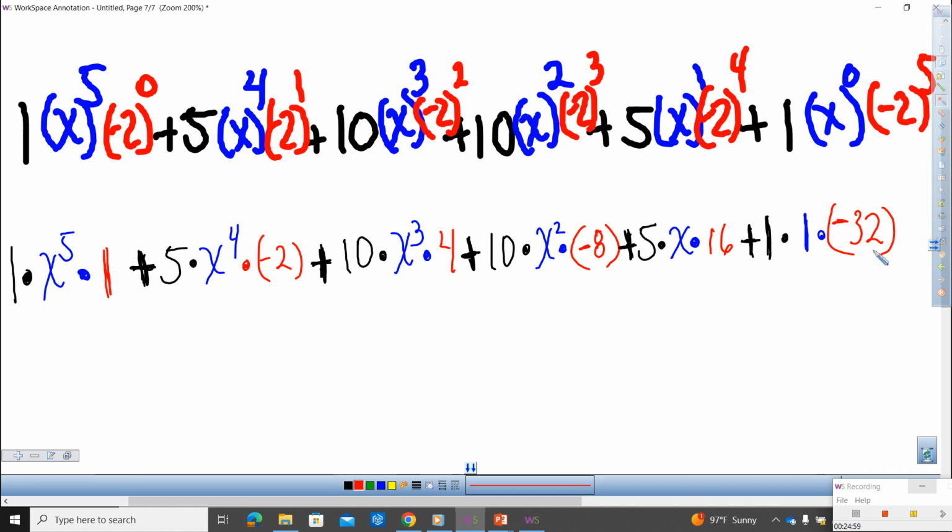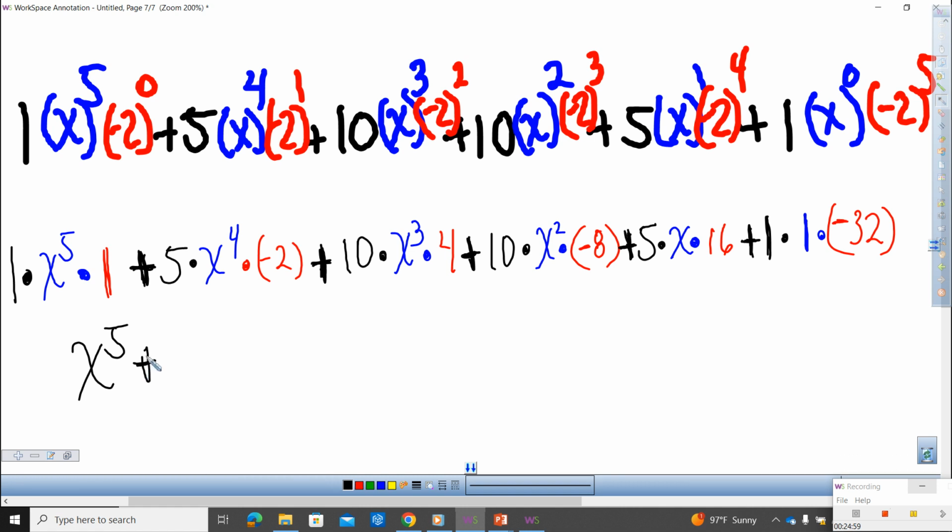How are we doing up to right there? Good? The last step, we just simplify it now, each term, now that we apply the exponent, and we're done. Here we go. I'm going to use just black. Here we go. What is 1 times 1? Times x to the 5th? X to the 5th.